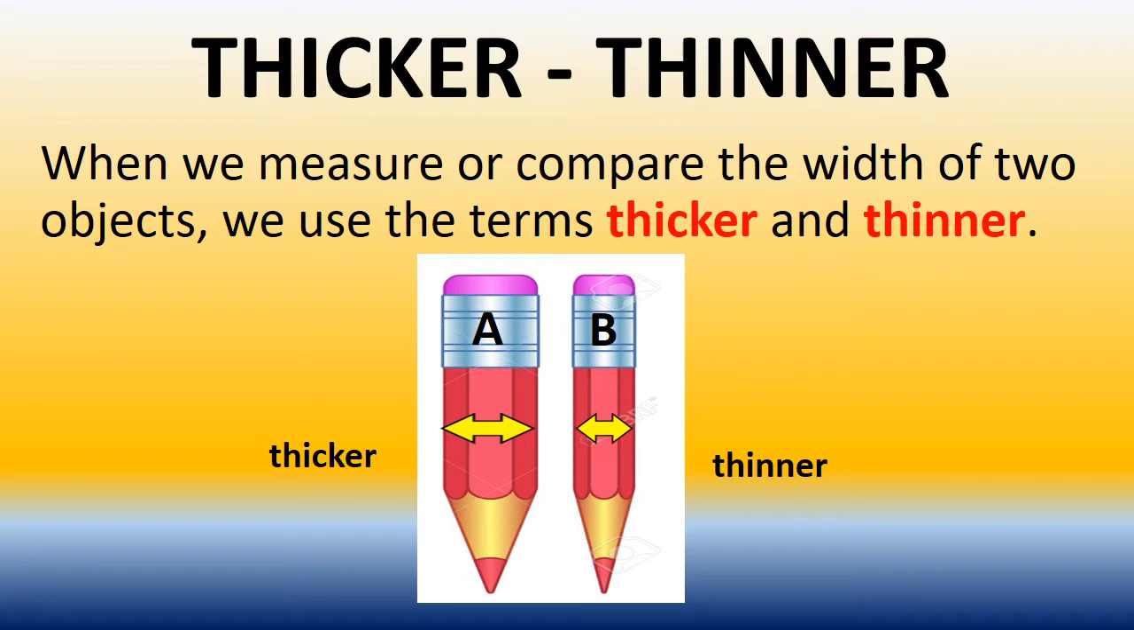We can also say that the width of pencil B is less than the width of pencil A. Therefore, pencil B is thinner than pencil A. Now, let's understand this better with the help of a few examples.